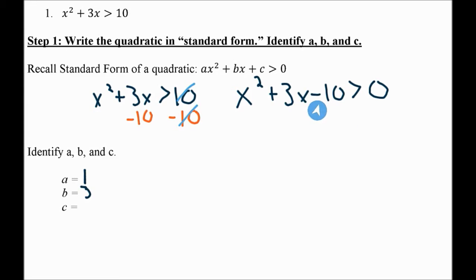And then my c is the constant. That's the number without a variable. And here, in this case, it's negative 10. Don't forget that negative. Negative 10.